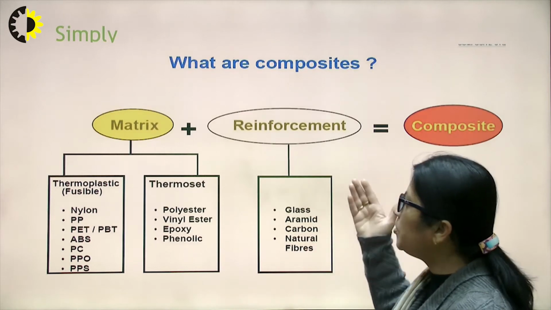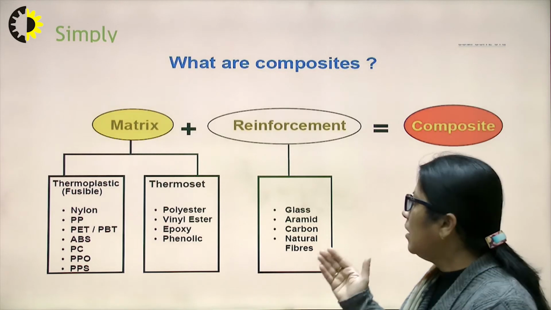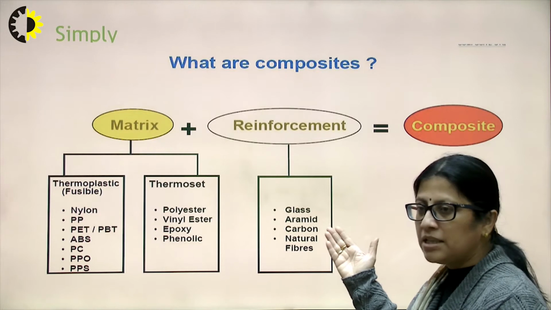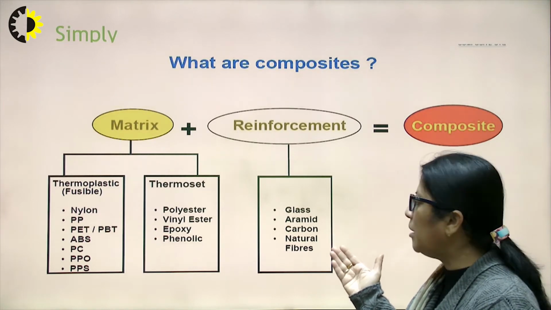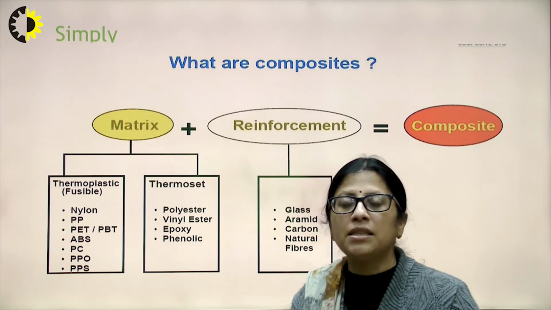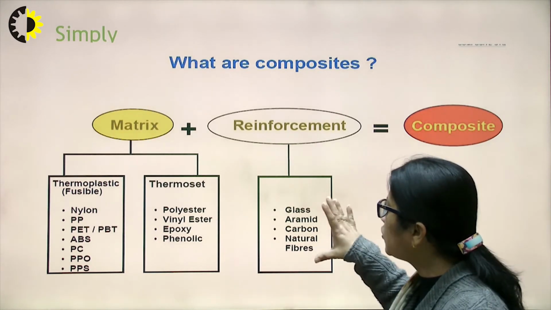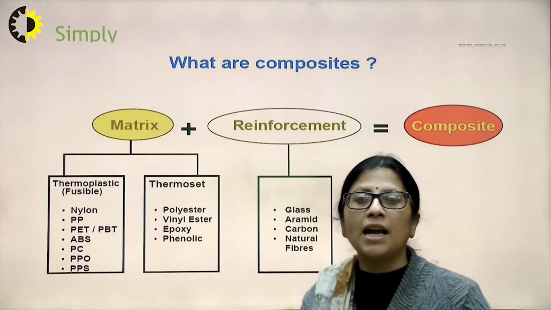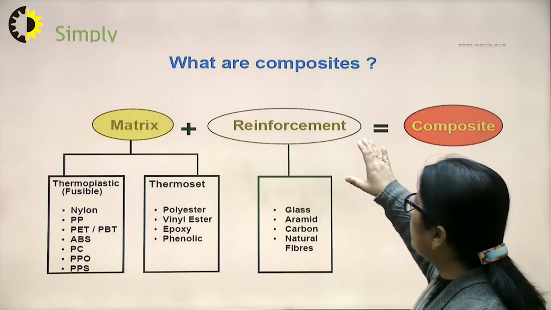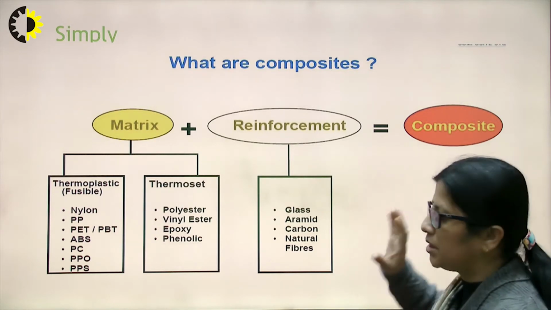And the reinforcement material which we are going to add inside the matrix can be either glass, or aromatic amides, or carbon, or natural fibers. So, the matrix is the one which binds the reinforced material, and it does not let this reinforced material come in contact with the environment. That means the matrix protects the reinforcement material, and together they bind to form the composites.